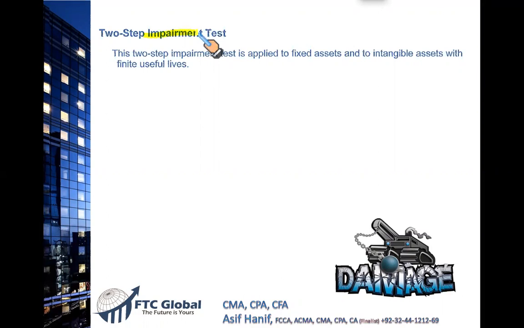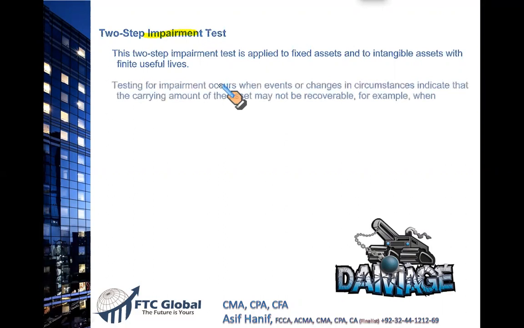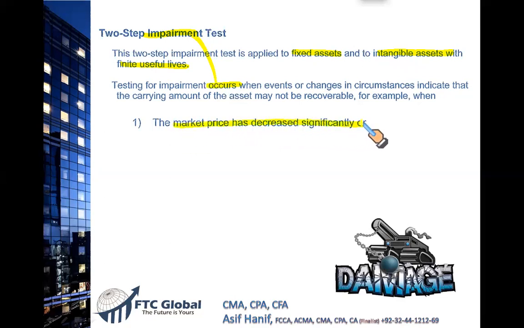Impairment would occur when the asset that is under use, property, plant, and equipment. Remember, 2 types of assets are under discussion: the fixed assets, property, plant, and equipment, and intangible assets with finite useful life. The others we have already discussed: intangible with indefinite life and the goodwill. So impairment occurs when the asset under utilization, or your intangible asset with limited life, its market price has decreased significantly.